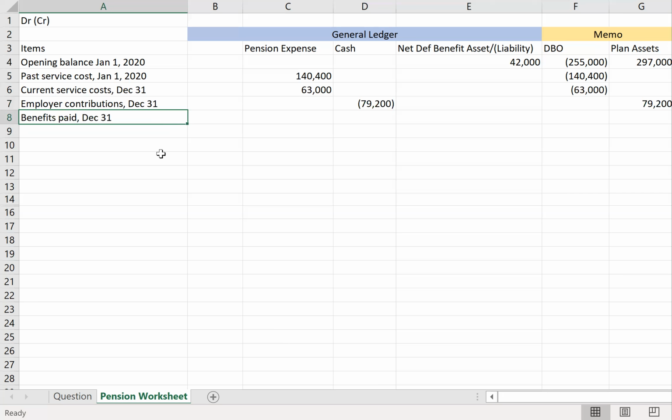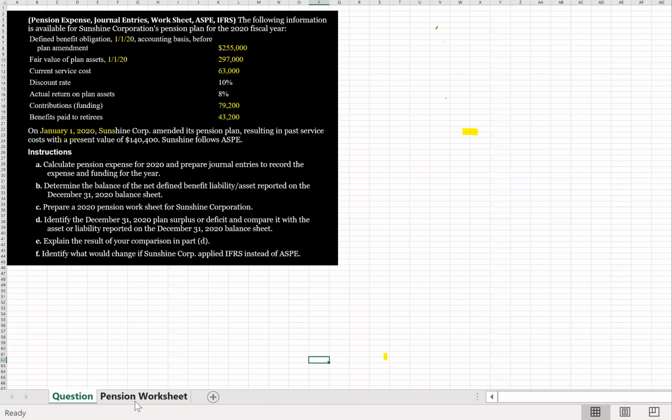So benefits paid, a common mistake is to show this as a decrease in cash of the corporation. However, the way that pension plans work is that the corporation gives money to the plan and then the plan settles the benefits. So benefits paid, how much was it? 43,200.